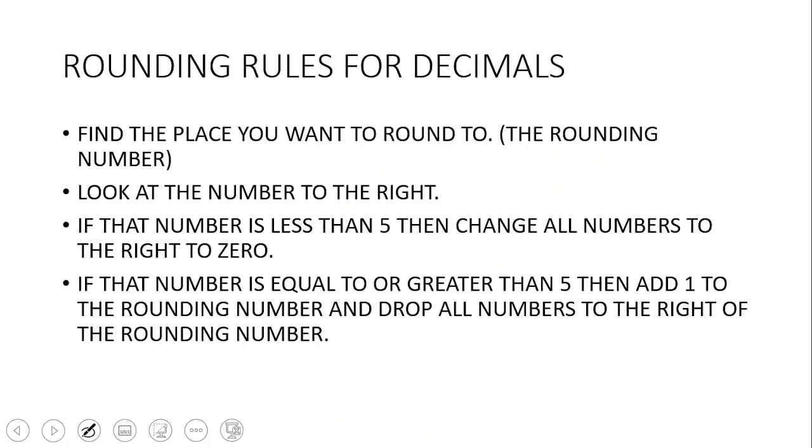There we go. And we got our rules for rounding decimals. It's kind of the same as the rules for rounding whole numbers. We find the place we want to round to. We look at the number to the right. If that number is less than 5, then change all numbers to the right to 0. If that number is equal to or greater than 5, then add 1 to the rounding number and drop all numbers to the right of the rounding number. Okay, let's run through some examples here.